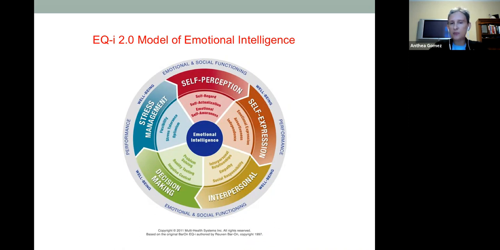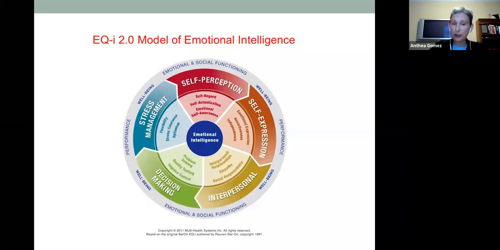So if we look at self-perception, the sub-competencies there that are measured is self-regard, how actualized we are, what our emotional self-awareness is. In terms of self-expression, how we emotionally express ourselves, how assertive we are, and how independent we are. From an interpersonal perspective, it measures our interpersonal relationships, the level of empathy we have when we are interacting with individuals, and our social responsibility.